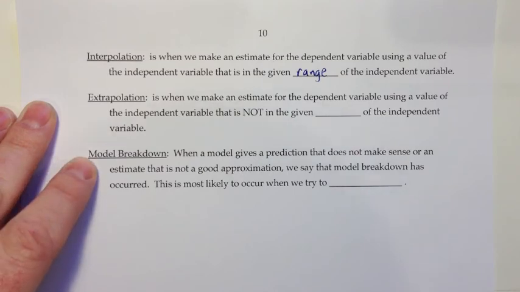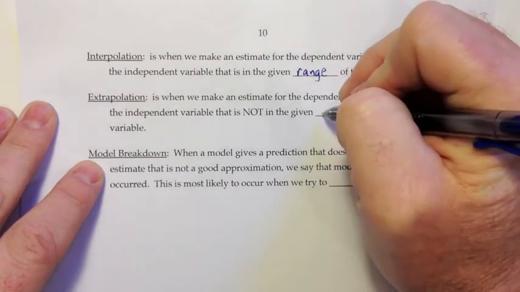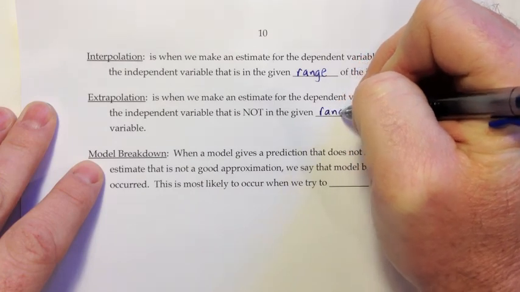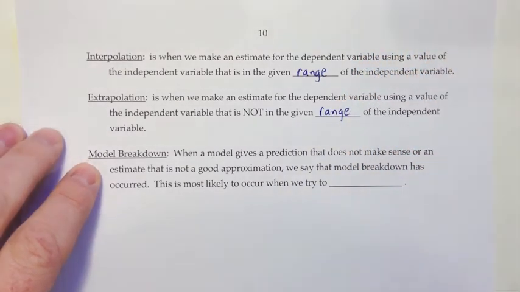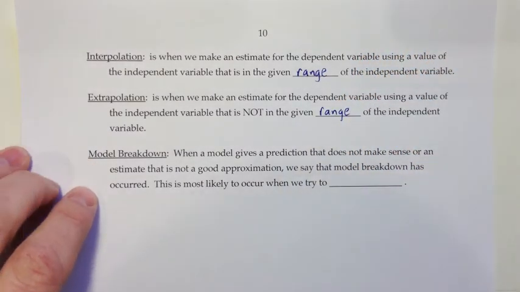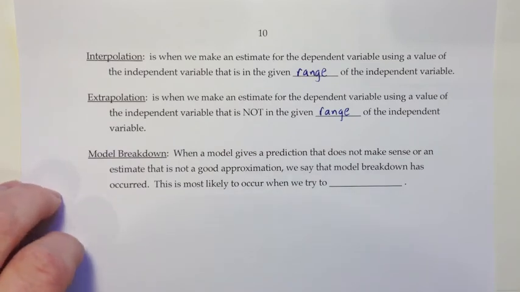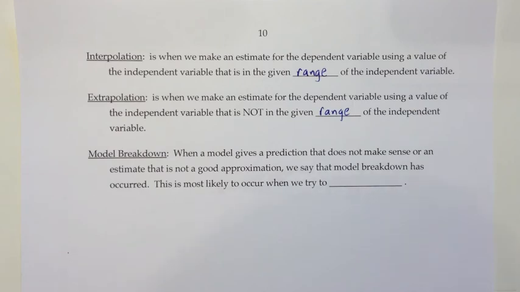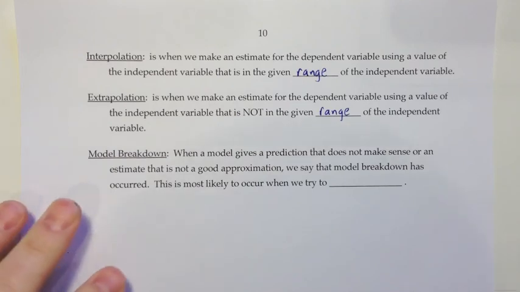Extrapolation is when we make an estimate for the dependent variable using a value of the independent variable that is not in the given range of the independent variables. So on, let's see, was it part E, they asked us to make a prediction for the year 2014 that ended up being a t of 44, which was outside of that given range of 0 to 37, so that made that one an extrapolation.